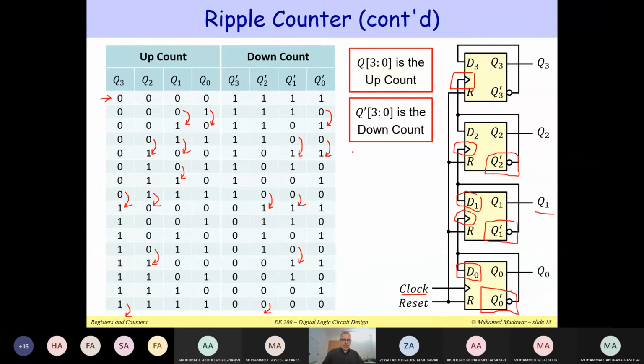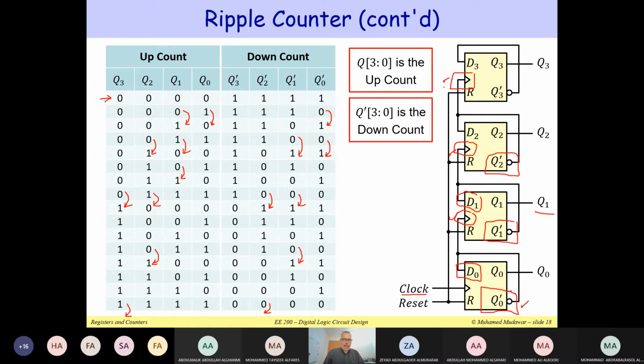Okay, so remember that Q0 prime is used here. This Q0 prime is used as the clock for Q1. Q1 prime is used as the clock for Q2, and Q2 prime is used as the clock for Q3. This is basically the wiring which is done in the case of a ripple counter. Okay, any question about this?